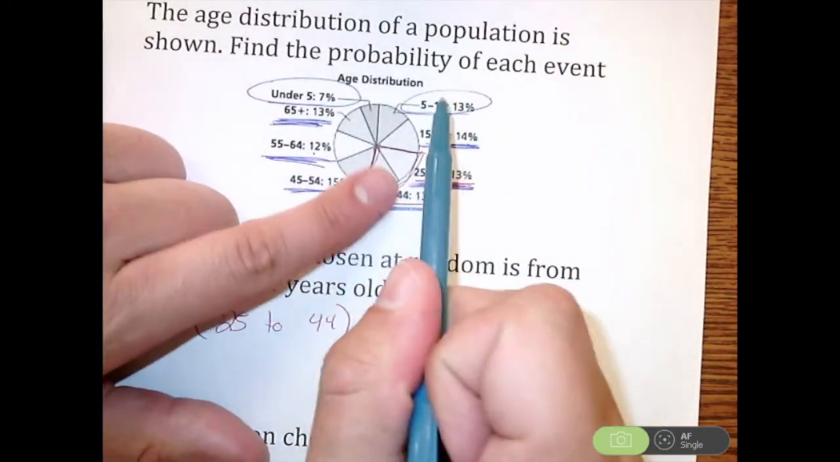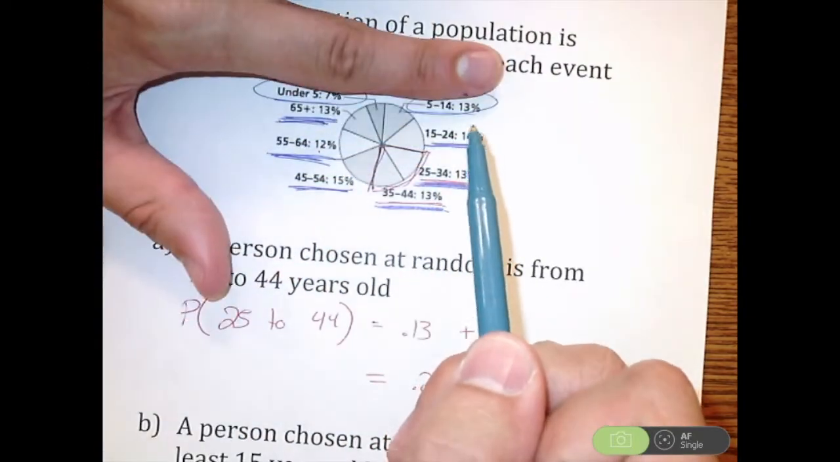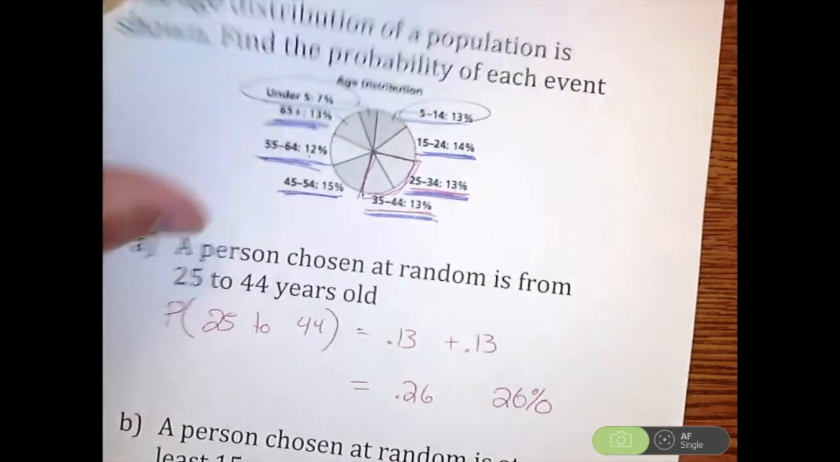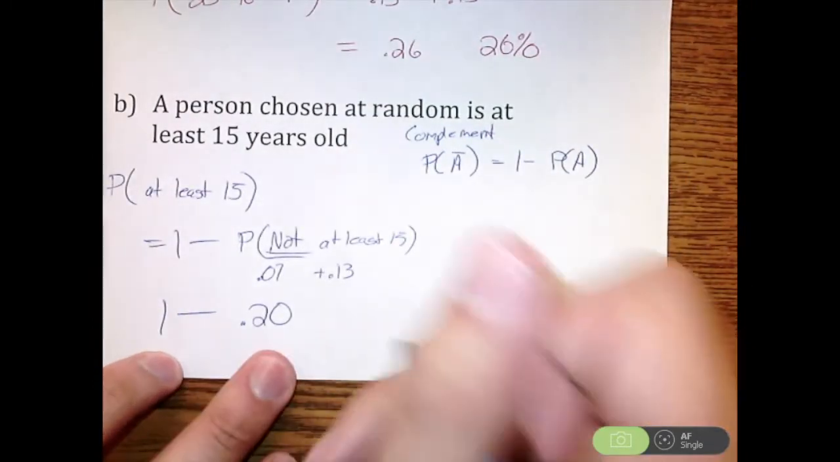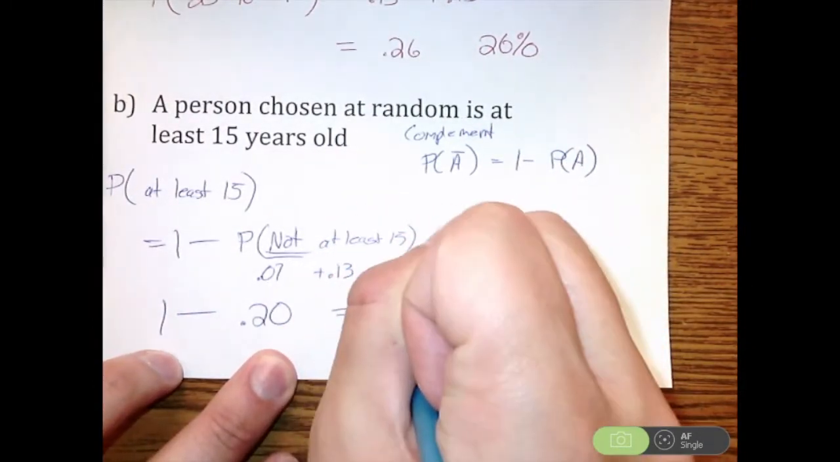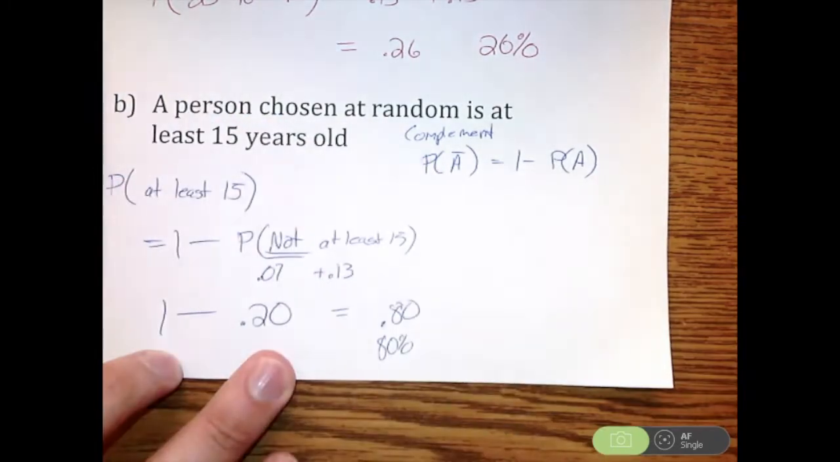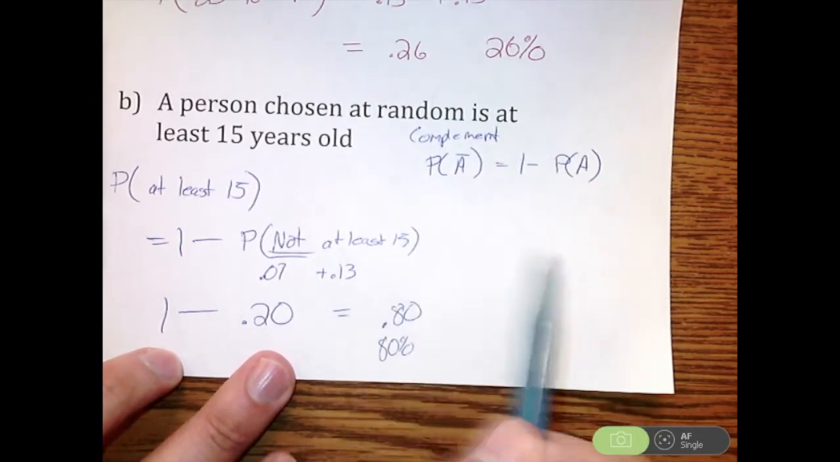So if I take 1 minus this top, I should be left with everything I originally wanted to answer this question. So 1 minus 0.20 gives 0.80, which is an 80% chance that you pick one person at random and they are at least 15 years old. So this is an idea of using the complement.